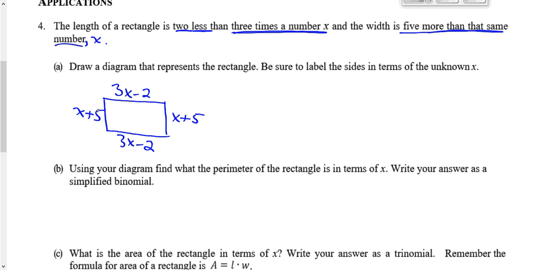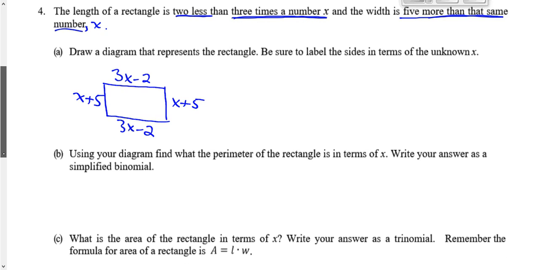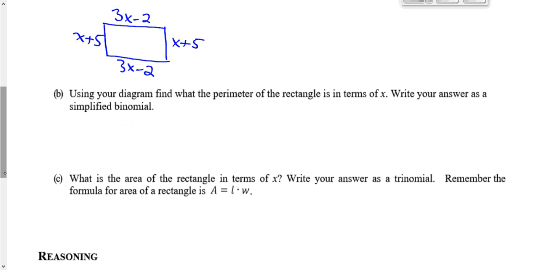So this is just like the stuff we were doing on the previous page, right? You notice here, 2 less than something, right? So we want to start with the something. What's that? 3 times the number. There it is. And then 2 less, okay? Okay. There's our diagram. Use the diagram to find the perimeter of the rectangle in terms of x.